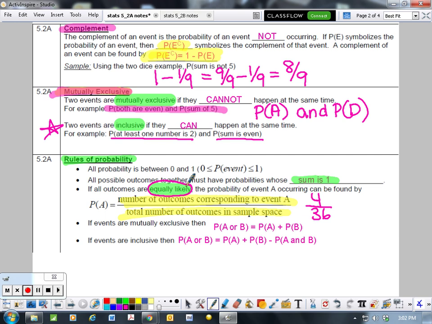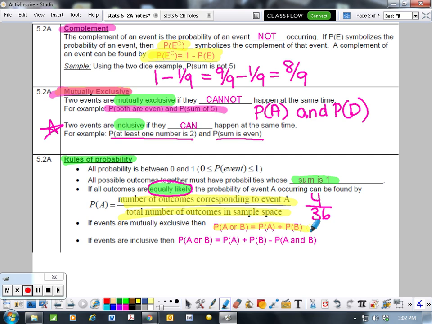If events are mutually exclusive, now this is a really important rule right here, the probability of A or B is equal to the probability of A plus the probability of B. So the probability of getting an A in the class, the probability of getting a B in the class, the probability of getting an A or a B would be just adding those two up. Because you can't have an A and a B at the same time in the class. Your grade is either A or your grade is B. So we can add those up to find the probability of getting A or B.